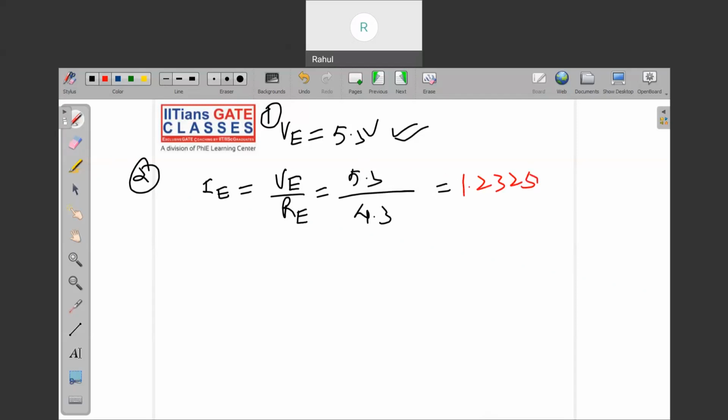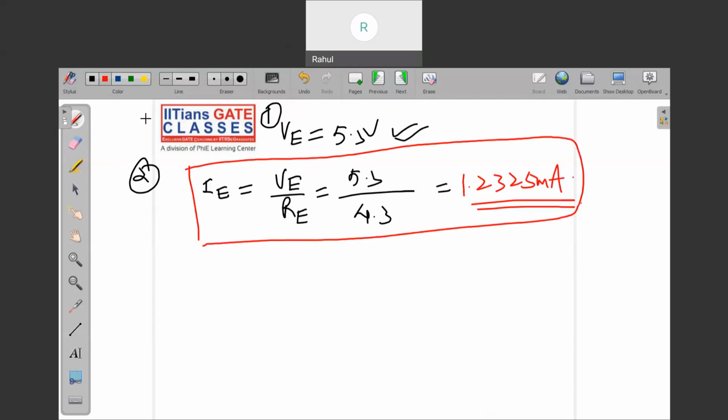1.2325 milliampere. So the IE we have got here is this, based on our assumption that our transistor is in the active region. Third step: the moment you found the second step, that is IE, now you can calculate IC. And what is IC? We know that we already computed the formula, that is beta by beta plus 1 times IE.